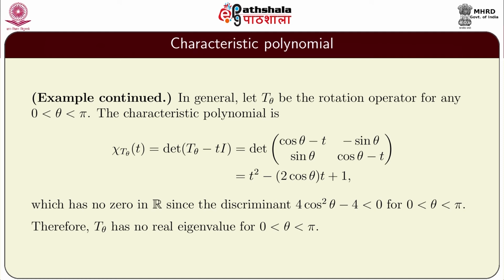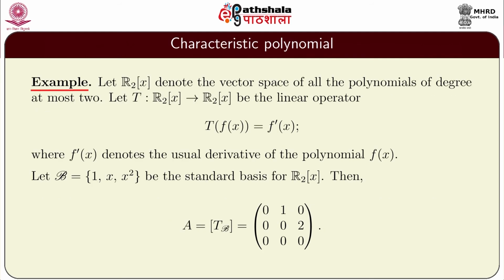t plus 1. If you look at the discriminant of this polynomial, then it is 4 cos square theta minus 4, which is negative if theta is in between 0 and pi, which shows that the characteristic polynomial has no real root, and therefore, the rotation operator Tθ has no real eigenvalue if theta is in between 0 and pi. Let us look at one more example.